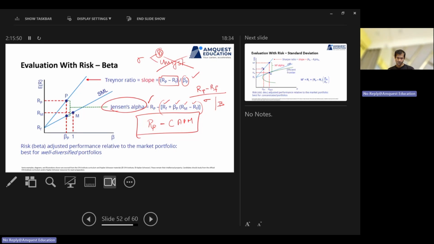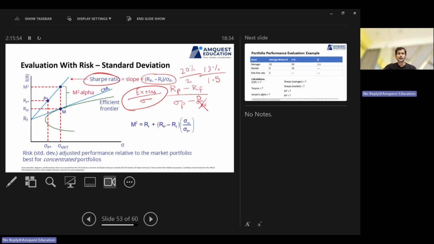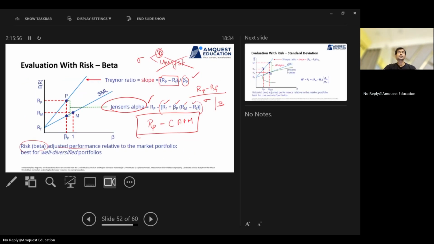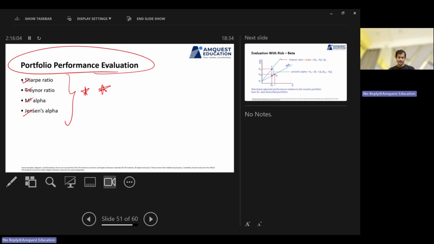Okay. This is beta adjusted portfolio. Clear? So you learned Sharpe ratio, Treynor ratio, and Jensens alpha. Clear? So in the exam, hopefully these come. Please understand how to compute these three numbers.